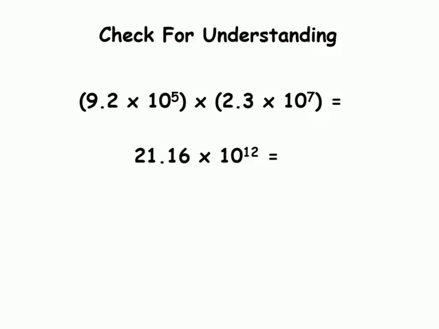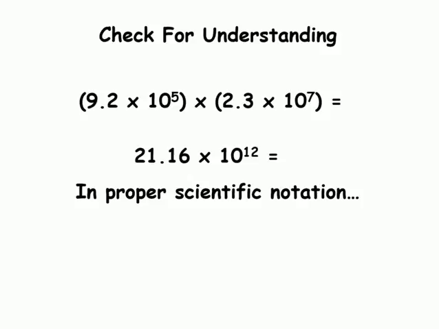Carrying out the function, 9.2 times 2.3 will get 21.16. Next step, add the exponents. 5 plus 7 equals 12. However, I hope you've noticed that this response is not in proper scientific notation.